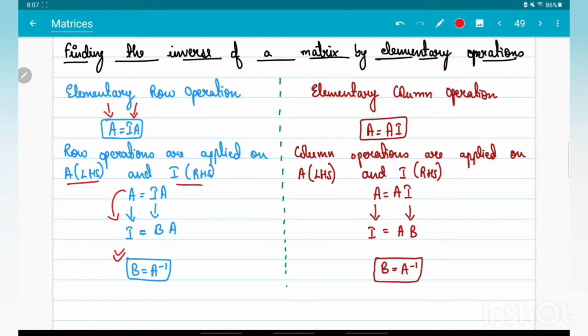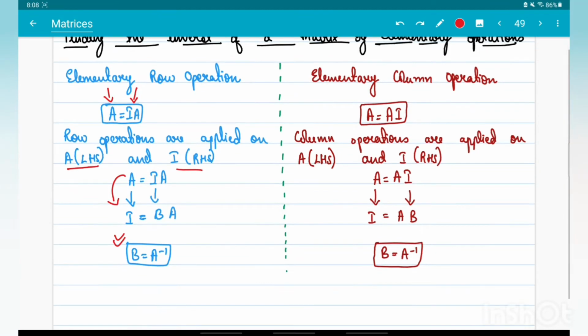So in case of elementary row operation, our first step is to write the statement A equals IA, where A is the given matrix and I is the identity matrix of the same order. Then we apply the operation on the A of LHS and the identity matrix of RHS. And we have to keep on applying different elementary row operations till we get an identity matrix on the LHS.